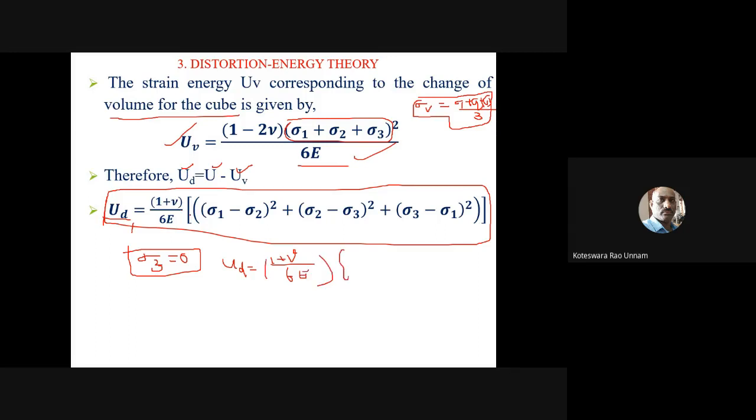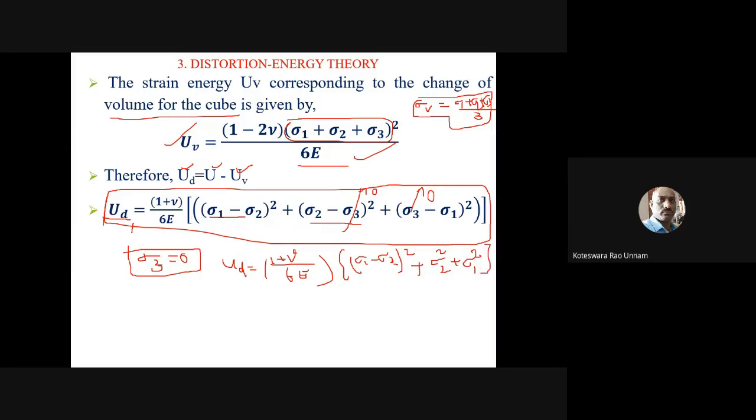into, so here you will get this one as the same, sigma 1 minus sigma 2 whole square, because both are non-zero values, sigma 1 minus sigma 2 whole square, plus sigma 2 minus sigma 3. So this sigma 3 is 0, what you are going to get here is sigma 2 square. Then sigma 3 minus sigma 1 square, this will also go to 0, I get sigma 1 square. Because the square is there, the negative sign will cancel out, so I'll get this sigma 1 square.